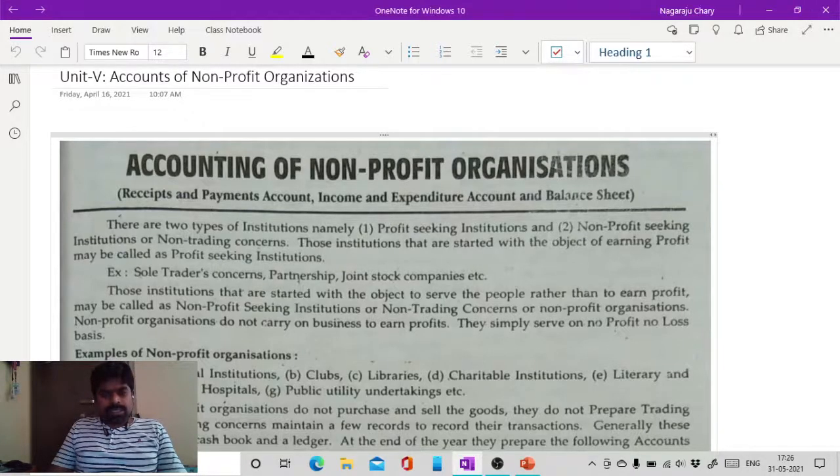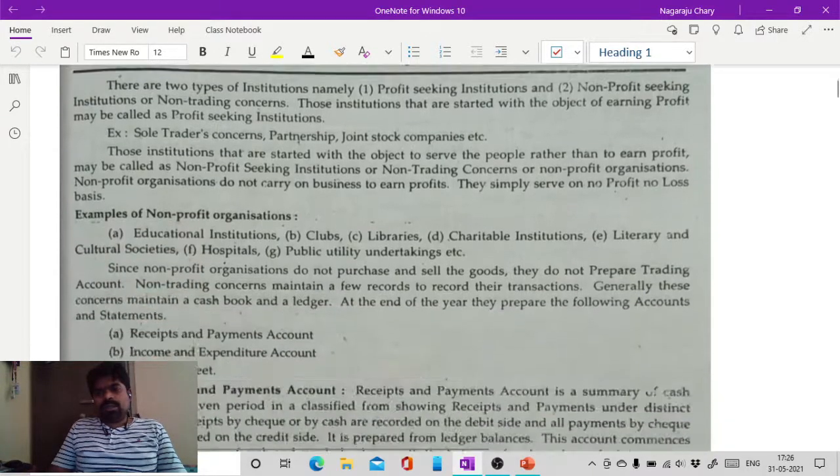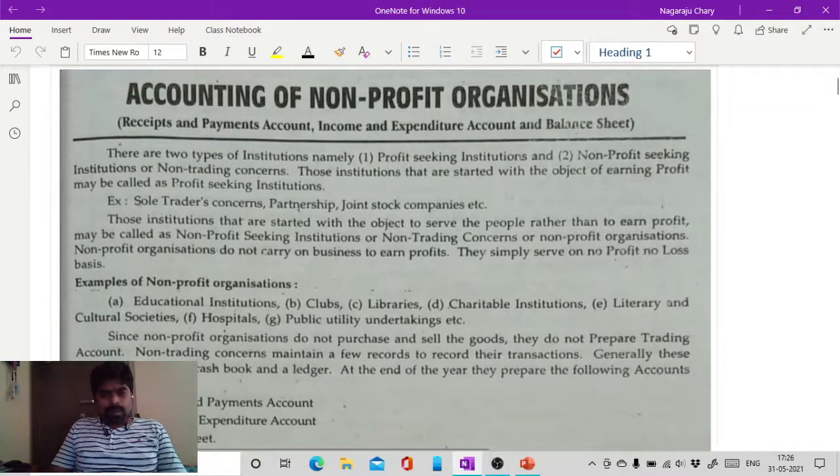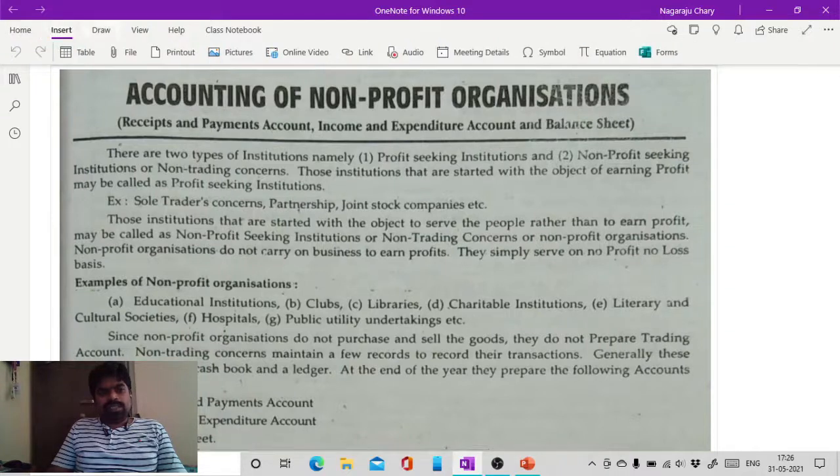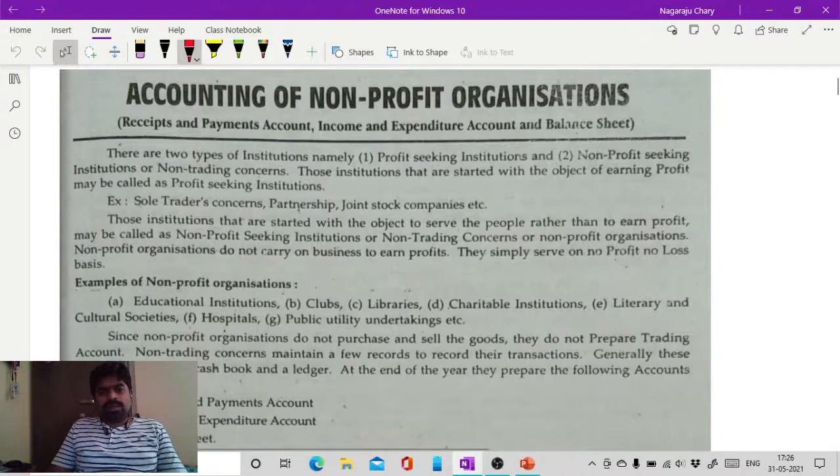Non-profit organizations, introductory part. One thing you have to remember, there are two types of organizations: profit seeking institutions and non-profit seeking institutions. These are the two types of organizations. What is a profit seeking institution and what is a non-profit seeking institution, that we discuss in detail.